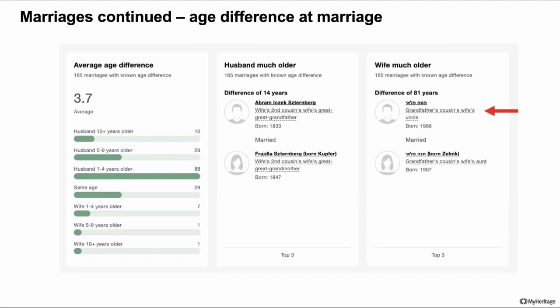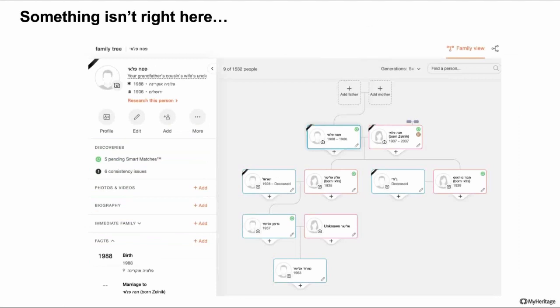Again, I can click the husband in this case and go to view his tree, and I can see that there are many problems here. He was born in 1988 and died in 1906, so he died before he was born, and his children were born before he was born, and many problems here. So this is probably a mistake. Something was added incorrectly. And I can also see another tool that we have called consistency issues. In fact, our system identified those problems automatically by looking at things that don't make sense.